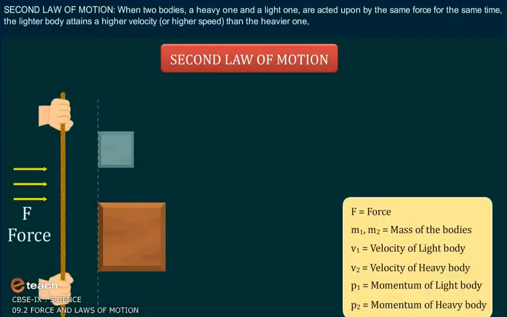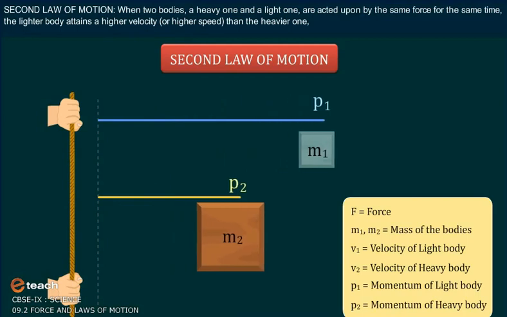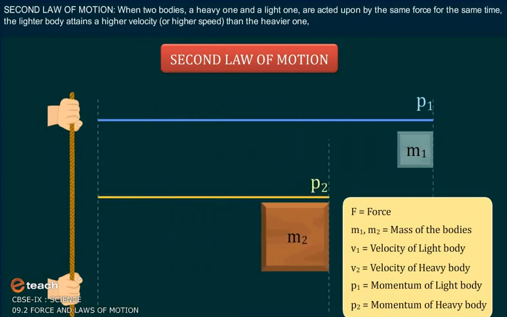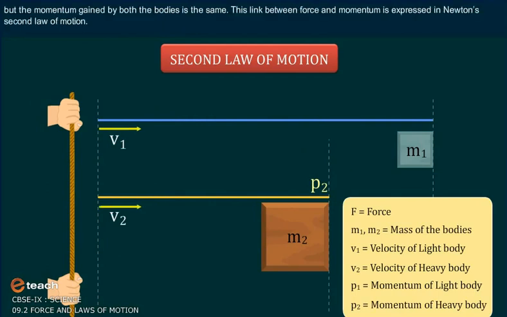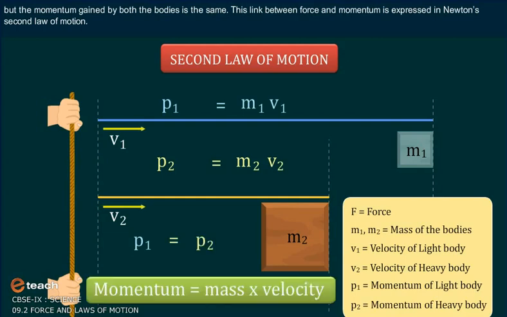Second law of motion. When two bodies, a heavy one and a light one, are acted upon by the same force for the same time, the light body attains higher velocity or higher speed than the heavy one. But the momentum gained by both the bodies is the same. The link between force and momentum is expressed in Newton's second law of motion.